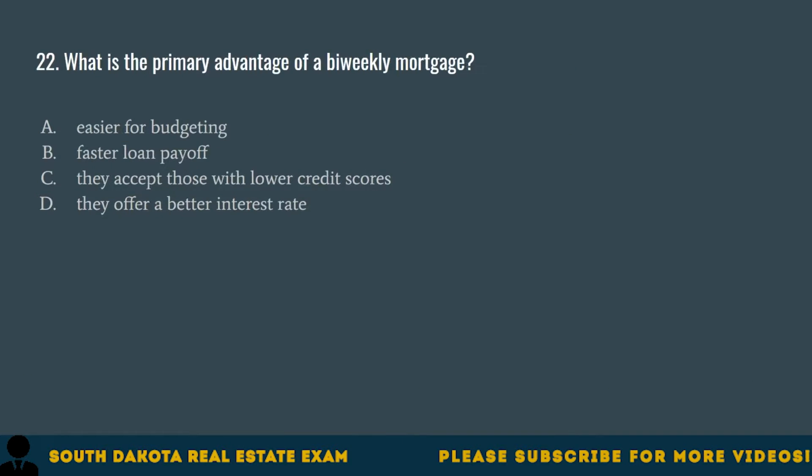Question 22. What is the primary advantage of a biweekly mortgage? A. Easier for budgeting. B. Faster loan payoff. C. They accept those with lower credit scores. D. They offer a better interest rate. The correct answer is B. Faster loan payoff.